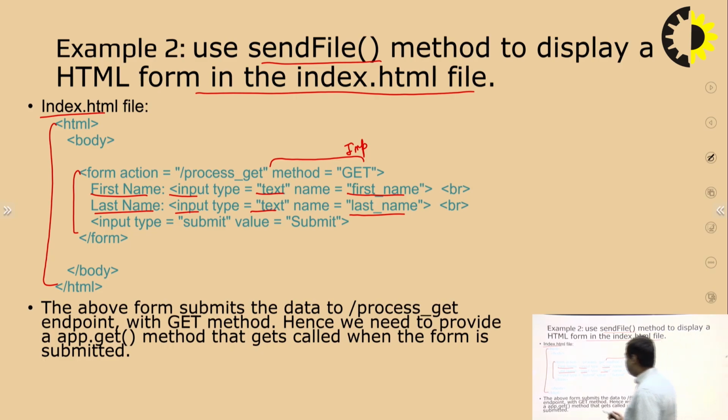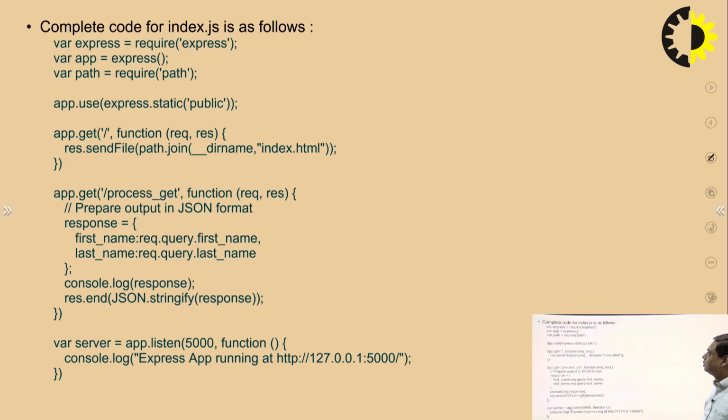So when we click on the submit button, it will call the file process_get. Process_get is basically a Node.js file. So when we click on the submit button, the data in text box 1 and text box 2, that is the text boxes named first name and last name, will be submitted to the file, and the name of the file is process_get. This is the Node.js file.